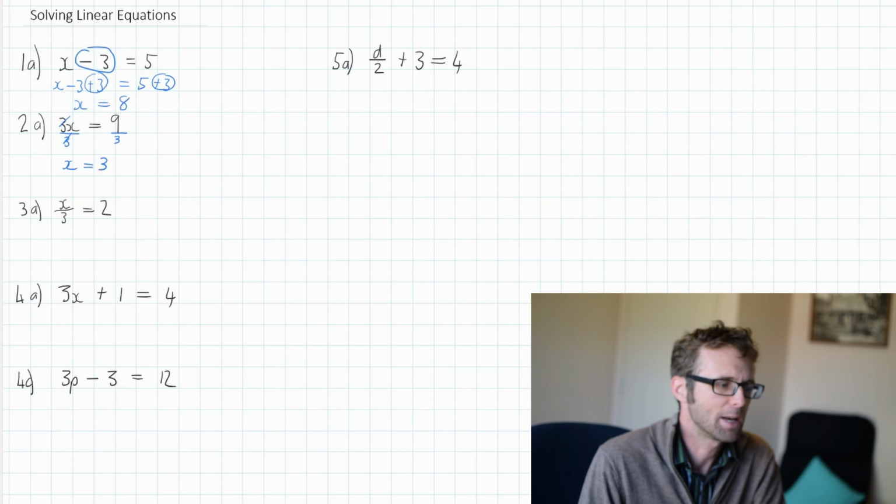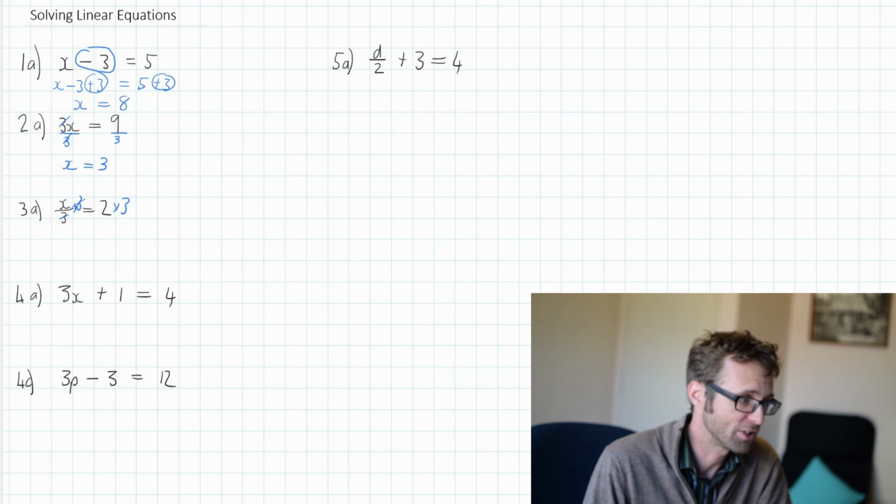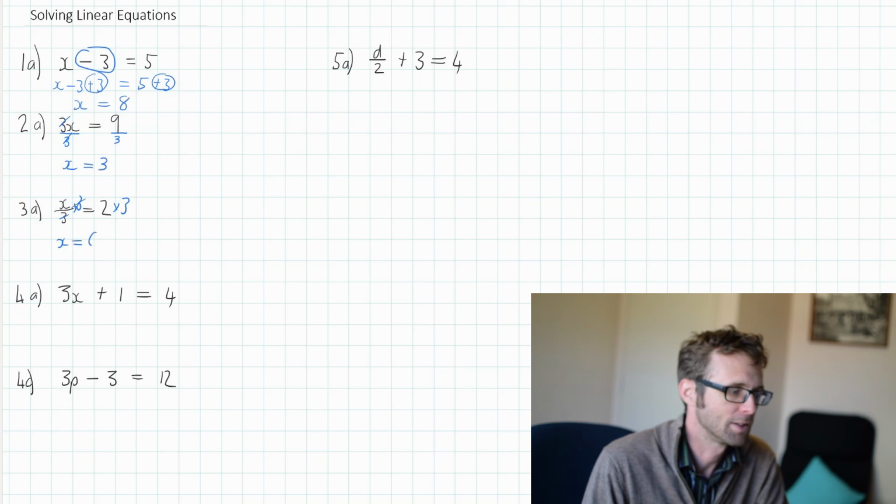3a. Now we're moving on to a division type one. We've got x divided by 3 is equal to 2. So what we want to do to this one is multiply both sides by 3. The 3's will cancel out here, leaving us with x is equal to 6.